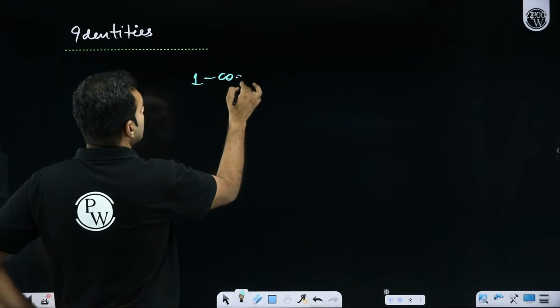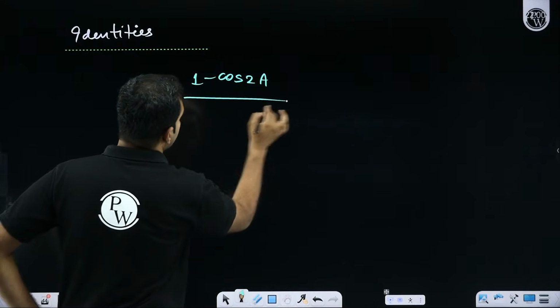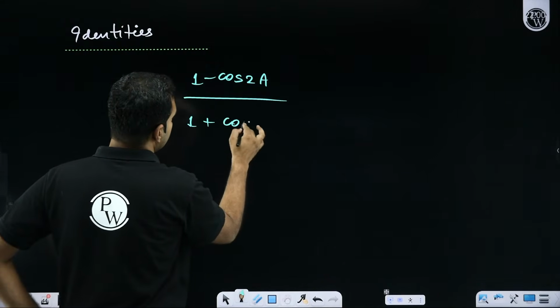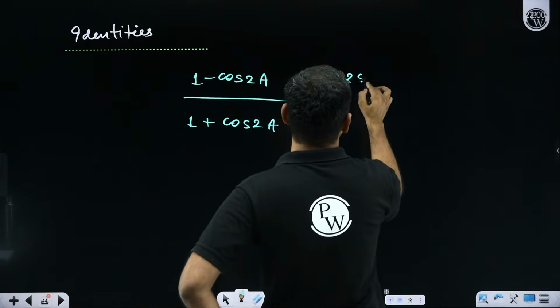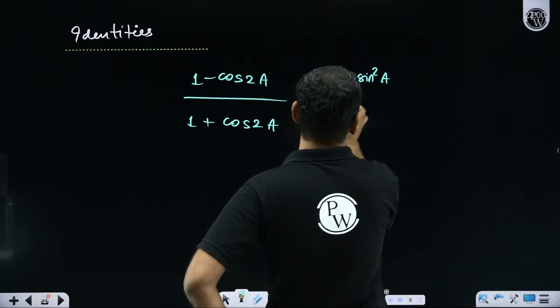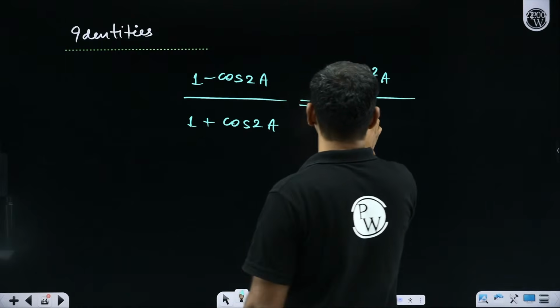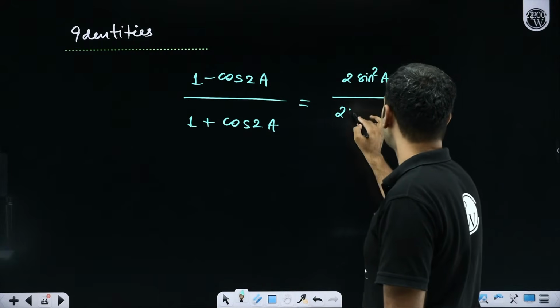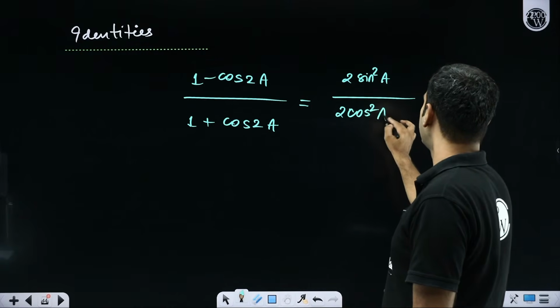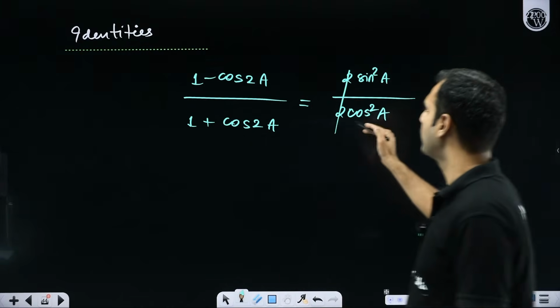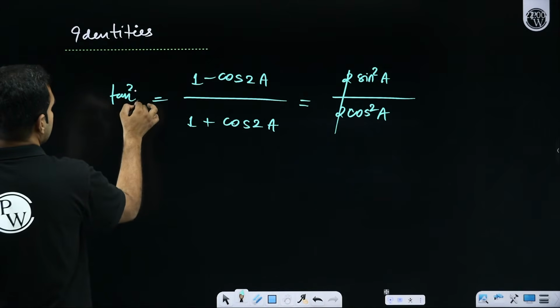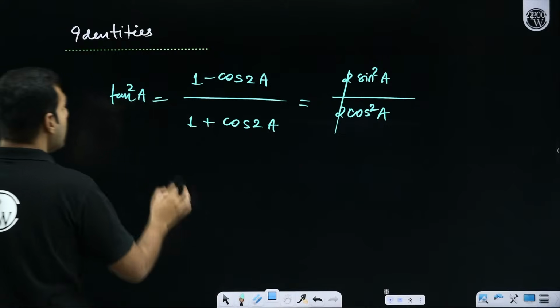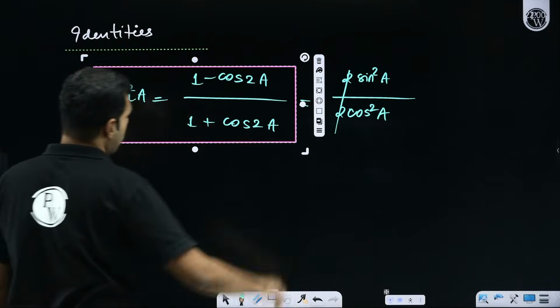1 minus cos 2a, can you help me with this? And 1 plus cos 2a, can you help me with this? Sir, 1 minus cos 2a, which we have just learned, is 2 sine square a. 1 plus cos 2a, which we have just learned, is 2 cos square a. So I hope you do get it. 2 and 2 are cancelled. Sine square a upon cos square a is clearly tan square a. So as per the need of the question, I could be using this one as well.